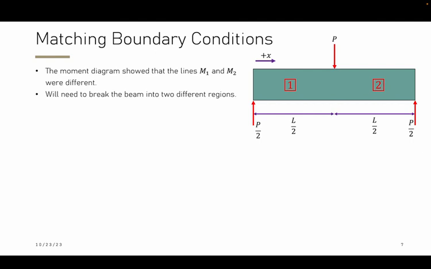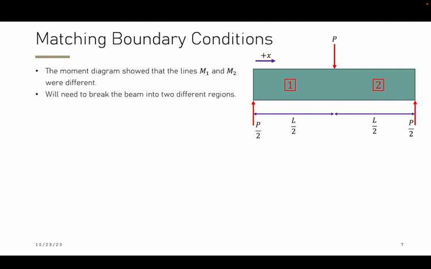So if we look at matching boundary conditions, the moment diagram showed that the lines for M1 and M2 were different. One was increasing, one was decreasing. In that case, we cannot have one equation that describes both lines, M1 and M2. And so we'll need to break the beam into two different regions, 1 and 2, identified in red on the right side of this beam description.